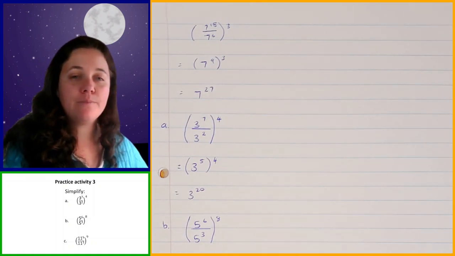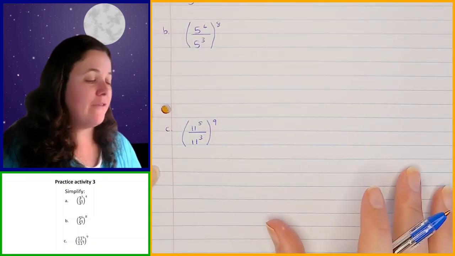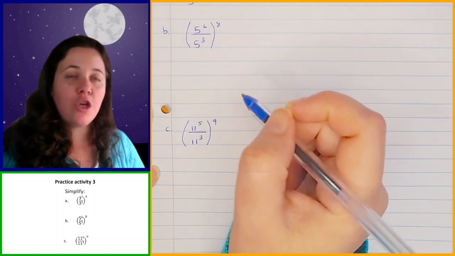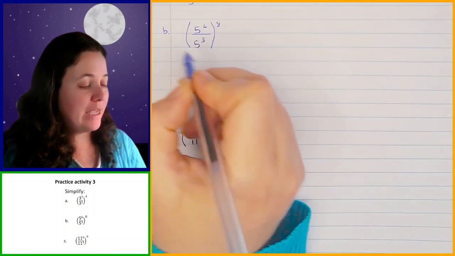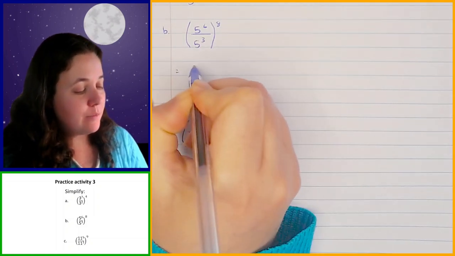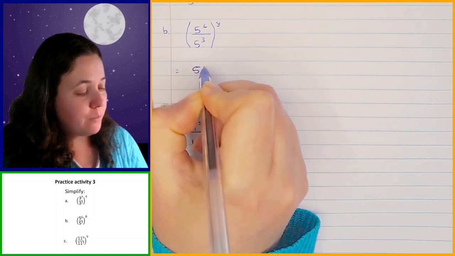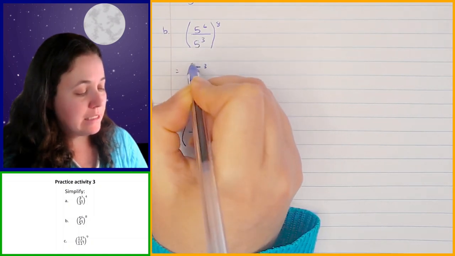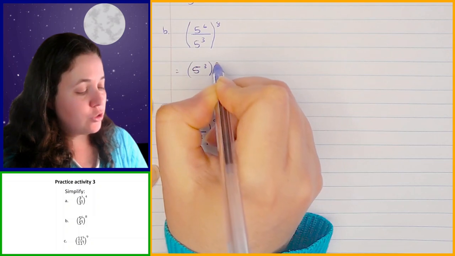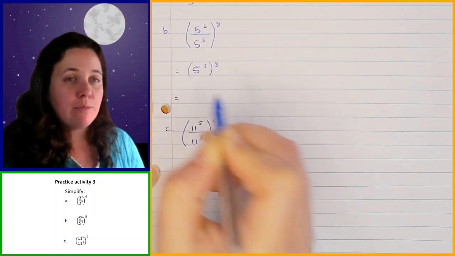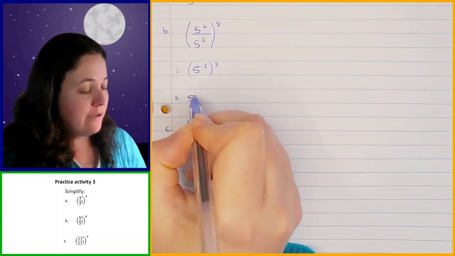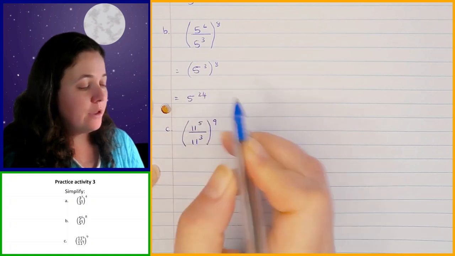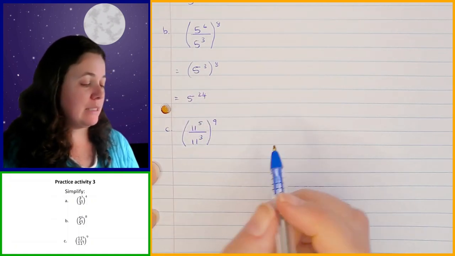Question B. We have 5 to the power of 6 over 5 cubed in brackets to the power of 8. That gives us, in brackets, 5 to the power of 3 by subtracting the exponents. And then that is all to the power of 8. And now we're going to simplify that and that gives us 5 to the power of 24 by keeping the base the same and multiplying the exponents.